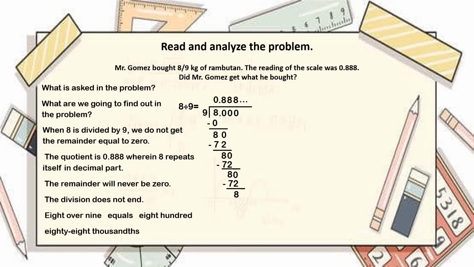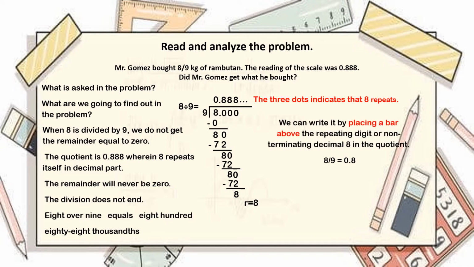Now, as you look, the remainder will never be 0. The division does not end or terminate. 8 over 9 equals 0.888 with 3 dots. The 3 dots indicate that 8 repeats. The remainder is 8, so let us identify if the quotient is a terminating decimal or repeating or non-terminating decimal. So let us guess the answer, children.